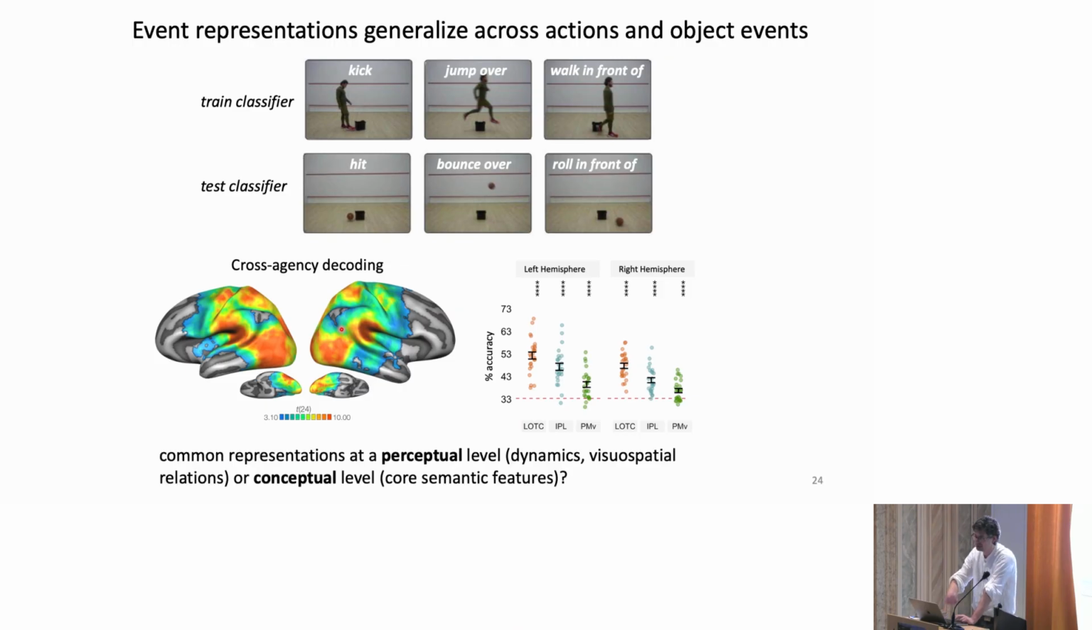Now, are these common representations capturing perceptual aspects? For example, broadly similar trajectories, or the visuospatial relations between the moving entity and the target object? Or are they rather capturing conceptual aspects, that is, the semantic core that is shared between, for example, hitting and kicking, irrespective of whether the agent is human or an object?